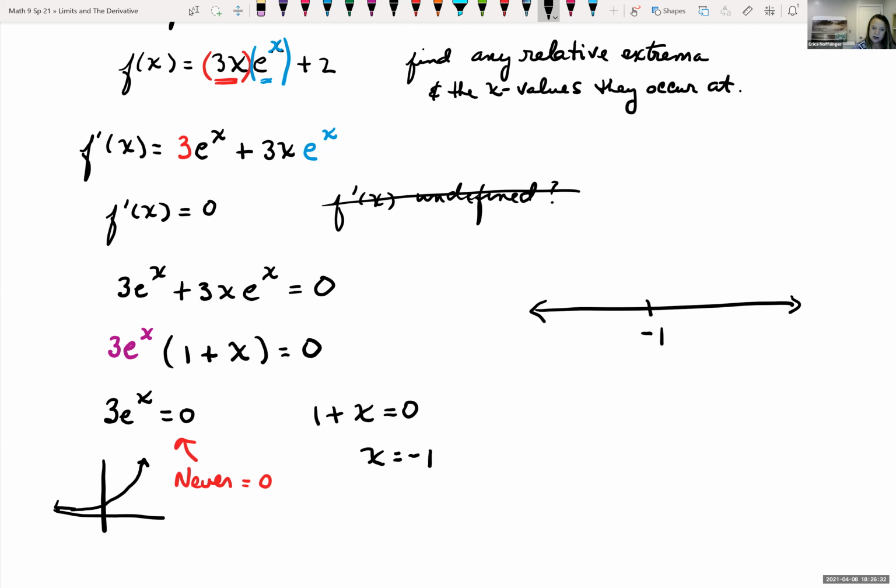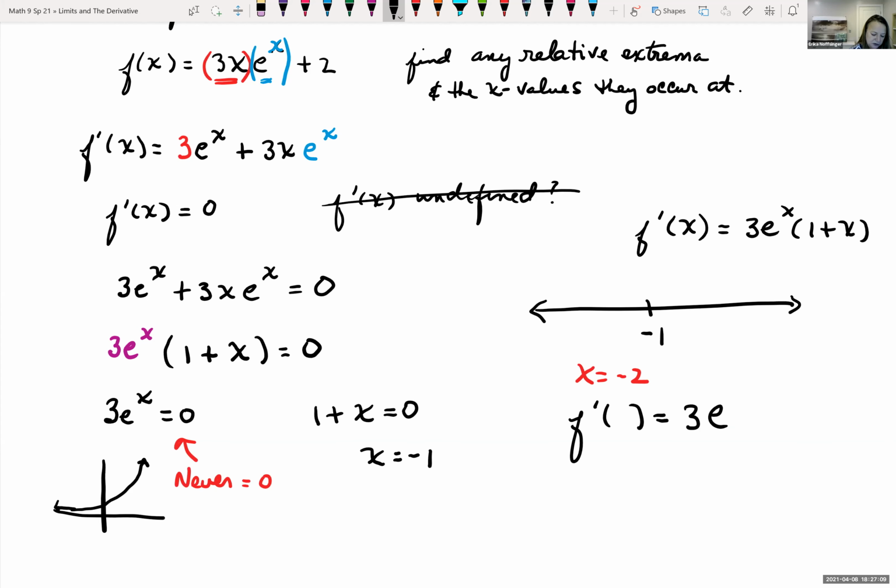So we want to see what's going on on the left-hand side of negative 1 and on the right-hand side of negative 1, and we're going to plug that into our derivative. I like it better in factored form a lot of times. It's just easier to see if it's positive or negative. So if I choose a number less than negative 1, how about x equals negative 2, and plug that back into our derivative, well, 3e raised to the negative 2, all times 1 plus negative 2.